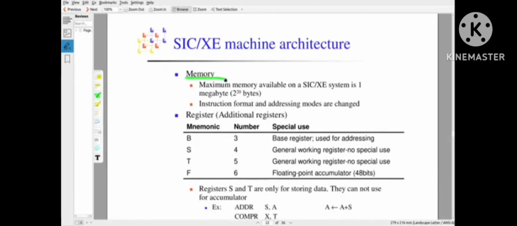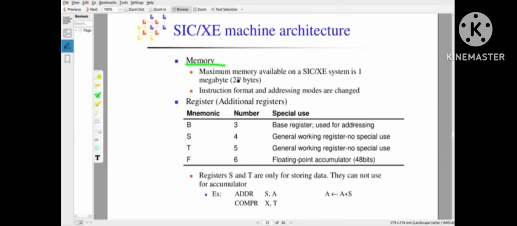The memory of SIC/XE is 1 megabyte, that is 20 bits are there to address the locations from 0 to the last location 2 raised to 20 minus 1. So in total 2 raised to 20 bytes we can store. It's also byte addressable memory, so 1 byte of data at a time we can load and store. The instruction formats and addressing modes have a few changes in the SIC/XE machine compared to the SIC machine.